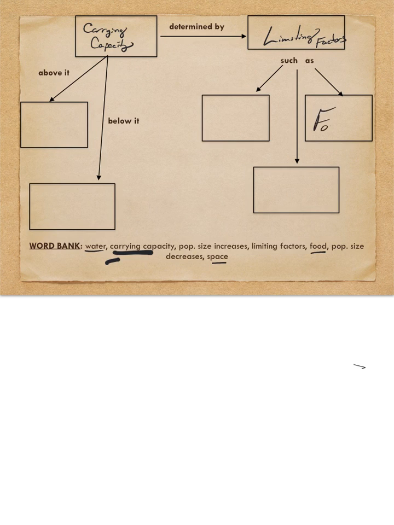So food, space, and water. And so above the carrying capacity, we'd expect the population to decrease, right? Why? Because the population is larger than the capacity of the environment to sustain that population. So you'd expect the population to decrease.